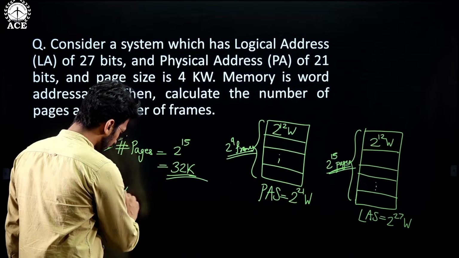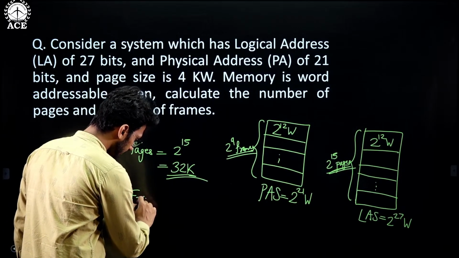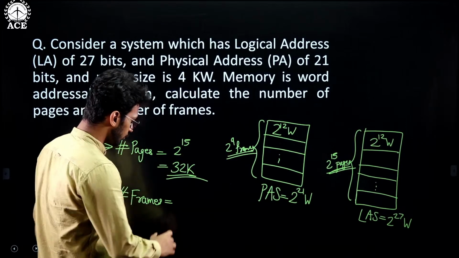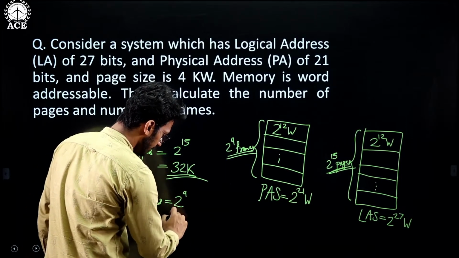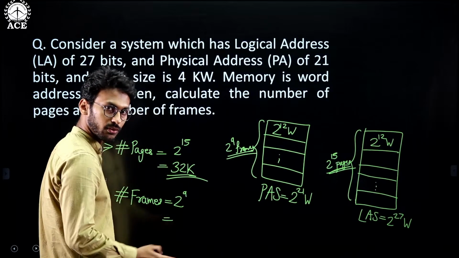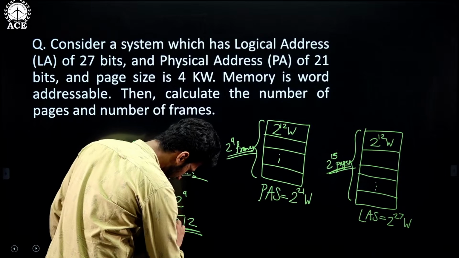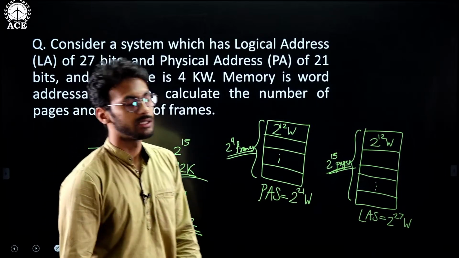Number of frames. Next question. Number of frames is 2 raised to 9. It means what? 2 raised to 9 is what? 512. 512 frames. Done with this one.